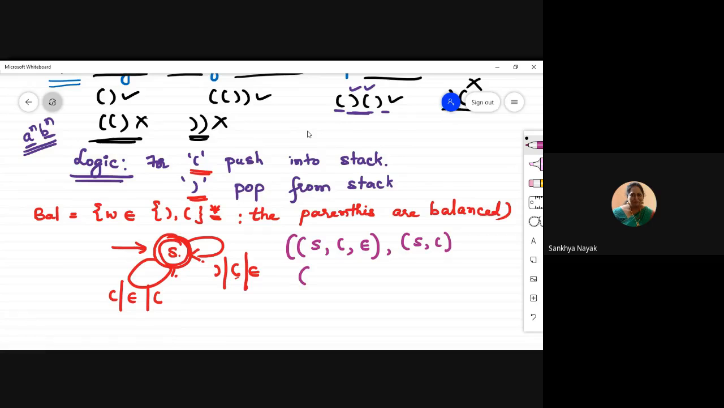Correct? Similarly, the next is, if I am in a starting state, if I get a closed bracket and there is an open bracket inside the stack, then I am going to pop it. That's all. Very simple ones. Okay. So these are the delta in pictorial form and as a transition rule format.